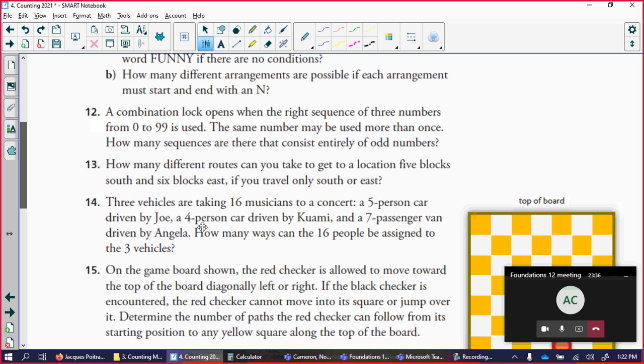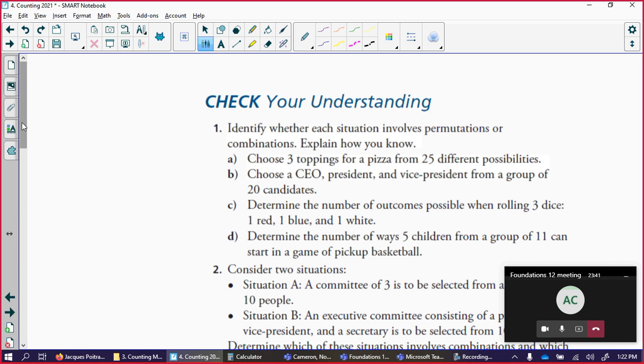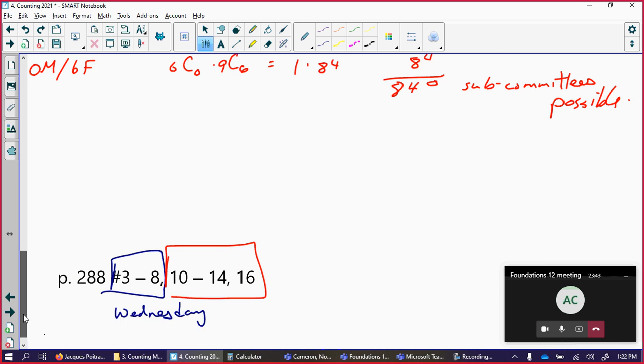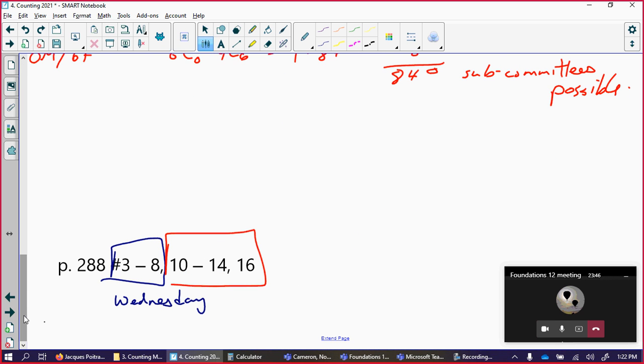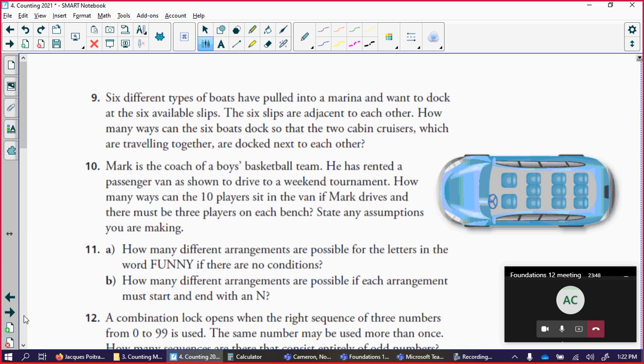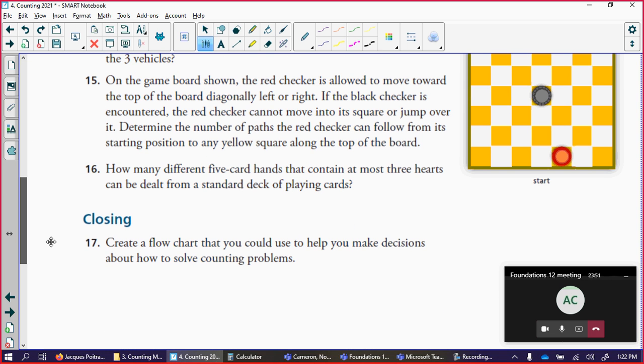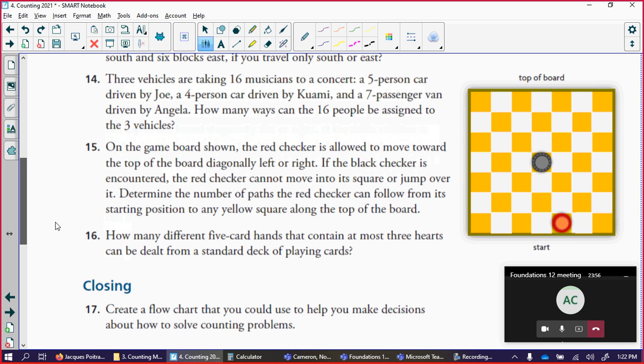I'm just looking at some of these questions. Oh, that one's going to be tricky. I think I said 14 and 16. At most 3 hearts. Wow, that checkers one looks complicated. 16 musicians. Oh, Joe and 4 other people. That one will be fun.